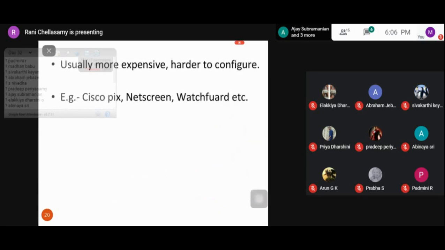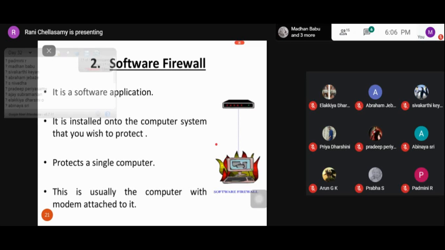So usually this hardware firewall is becoming more expensive and very hard to configure. For example, some of the hardware firewalls listed here are Sophos, Netgear, WatchGuard, and Fortinet. Okay, and coming on to the software firewall, you can see this picture.